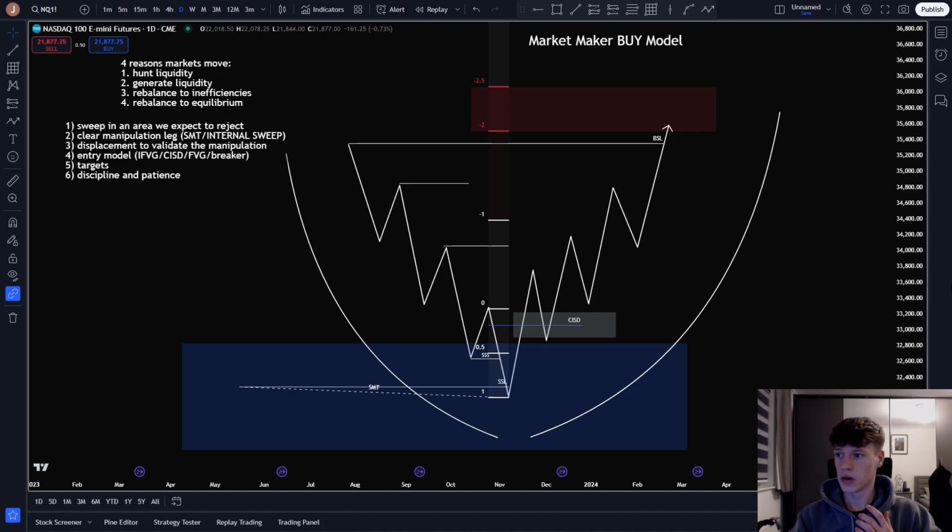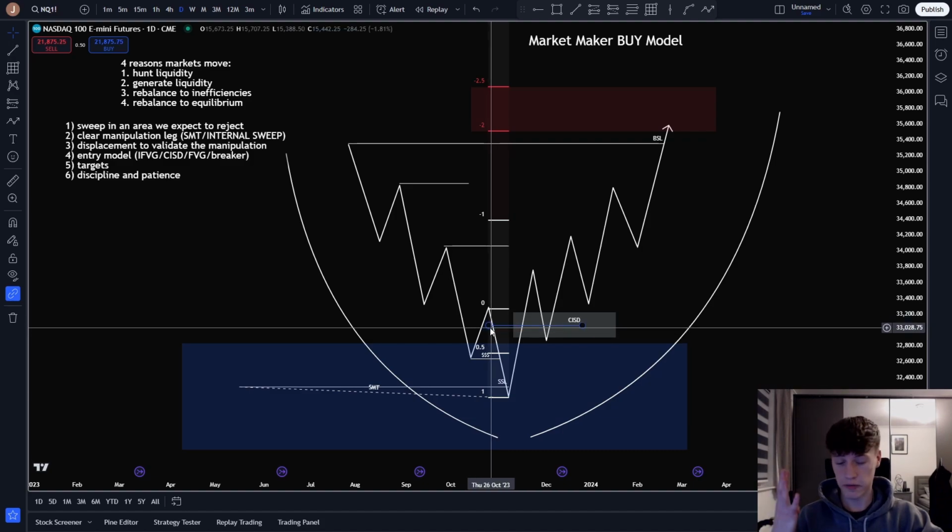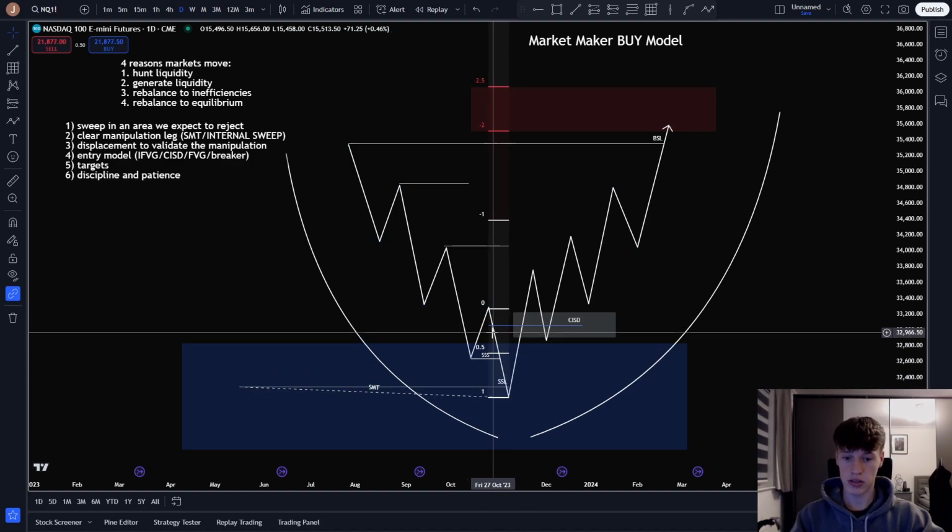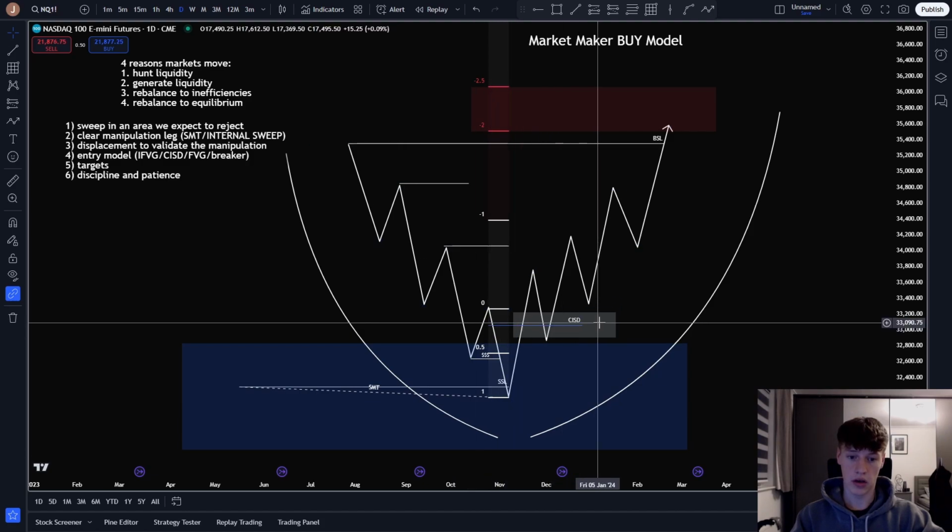Now, what is a change in state of delivery? Well, it is the series of down close or up close candles of that manipulation leg. We'll cover examples in a minute, but this is the manipulation leg. Imagine this was 1, 2, 3, 4 down close candles. It is the series of down close candles. You take it from the open of the first one across. That is your change in the state of delivery.